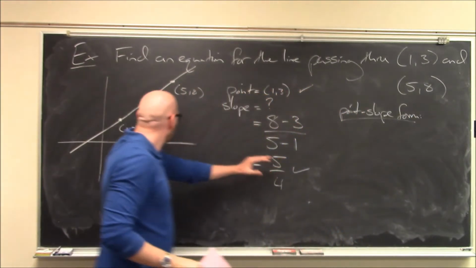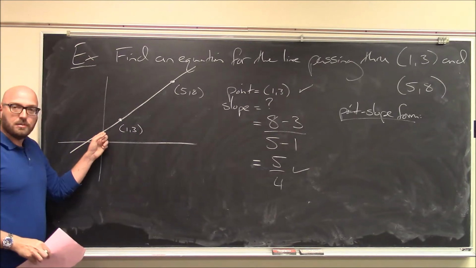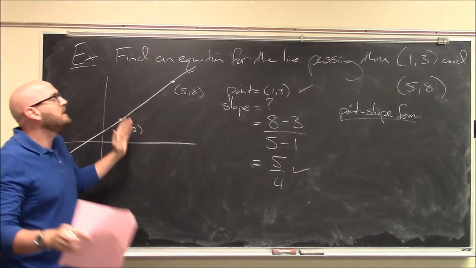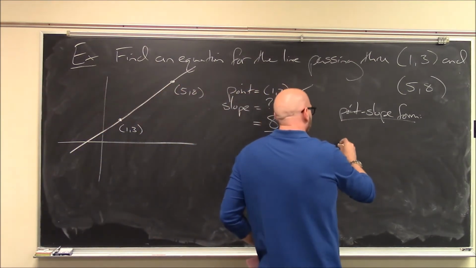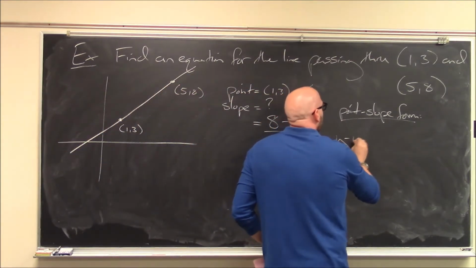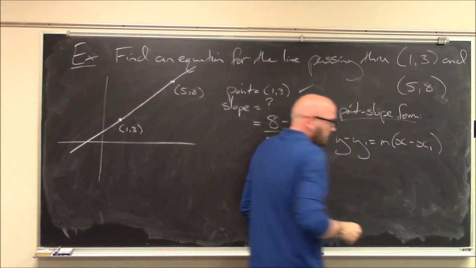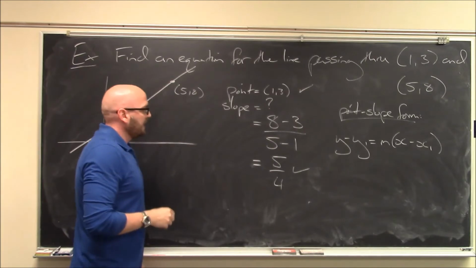Technically from here, by the way, you can figure out the y-intercept. If you know the slope, you can backtrack and figure out what the y-intercept is, but I don't need any of that now, right? I can just go straight to the point-slope form, which says y minus y1 equals m times x minus x1. And I know all of these things.